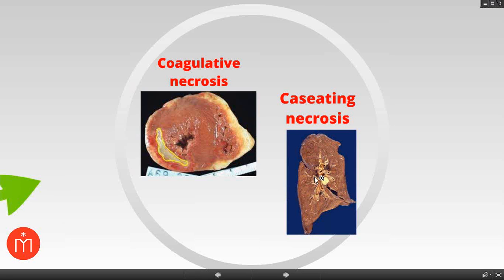Of course, anytime you think of TB, you want to ask yourself, well, if TB is related to caseating granulomas, what are non-caseating granulomas involved in? That's an important question that you'd want to think about.